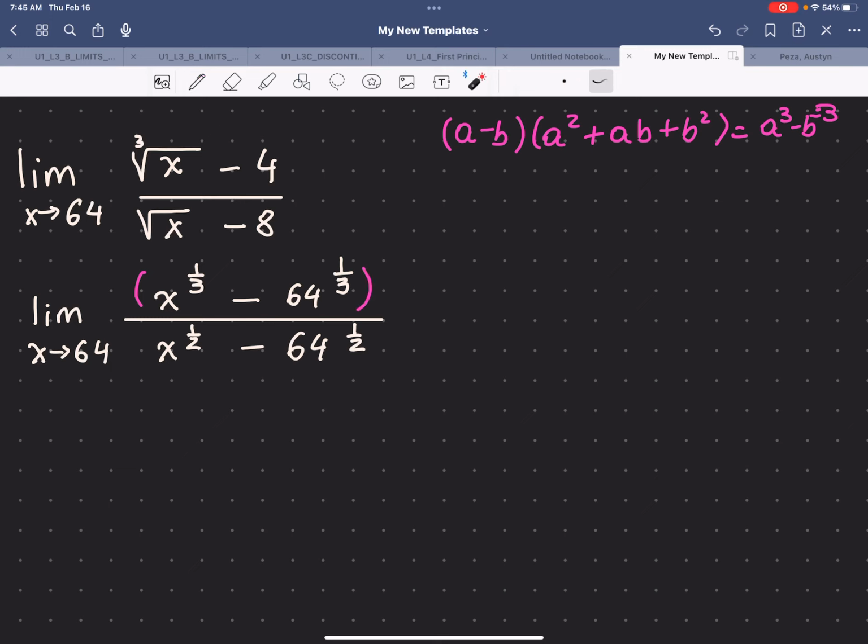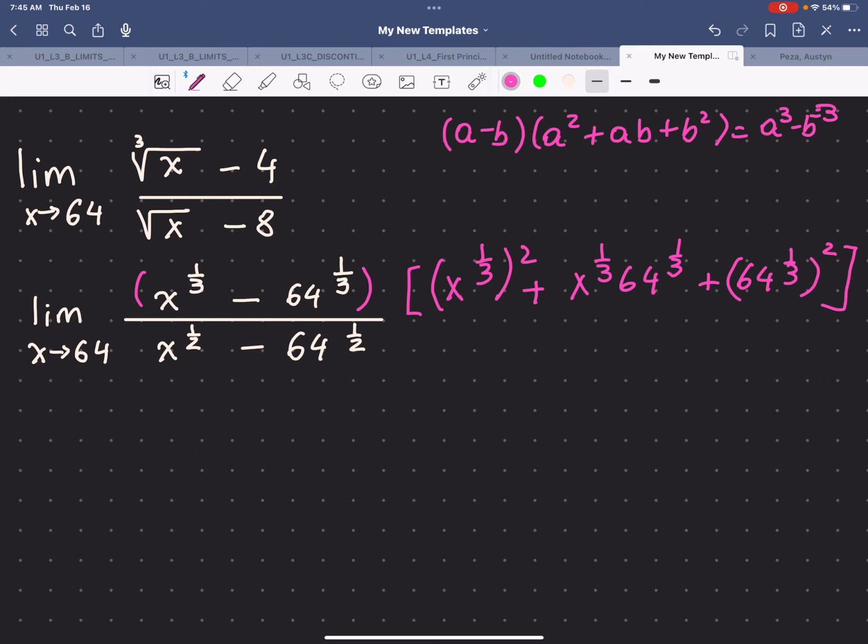We have this portion of the factored form, so the a minus b portion. We need to multiply this by this factor in order to bring a cubed minus b cubed, or x minus 64 there. So we are multiplying by, I'm going to open up square brackets here. So we have x to the power of 1 over 3 squared plus x to the power of 1 over 3 times 64 to the power of 1 over 3, and then plus 64 to the power of 1 over 3 squared.